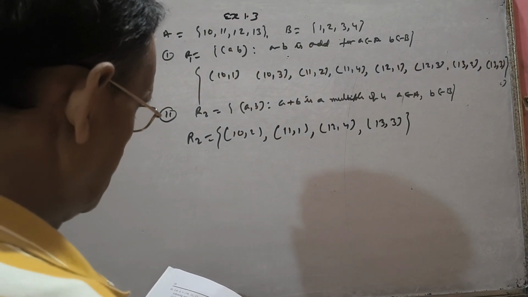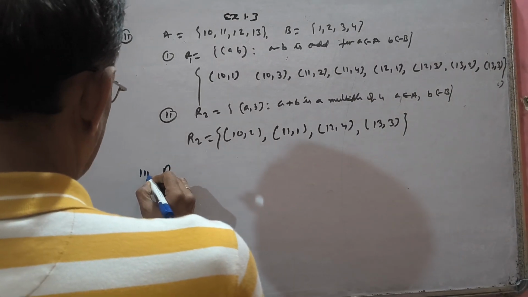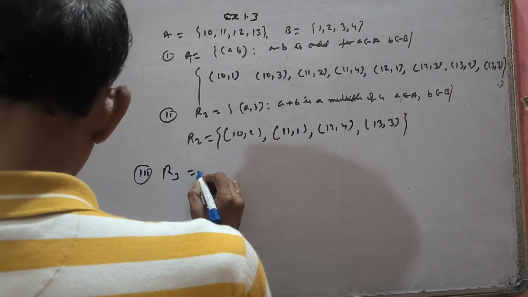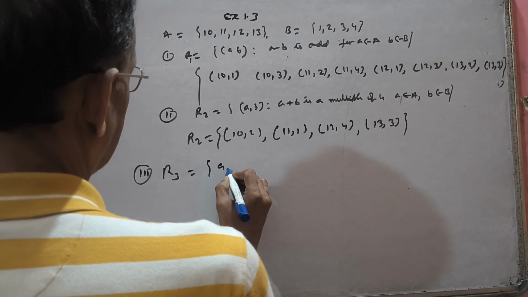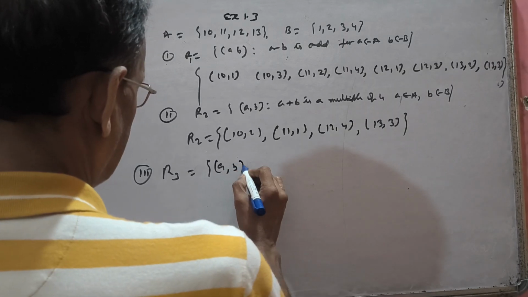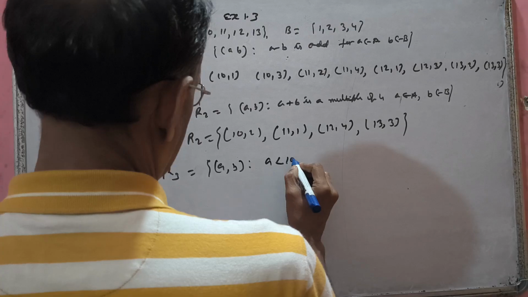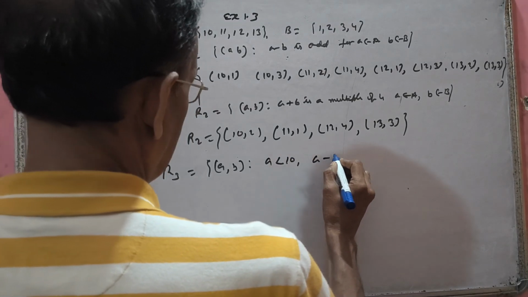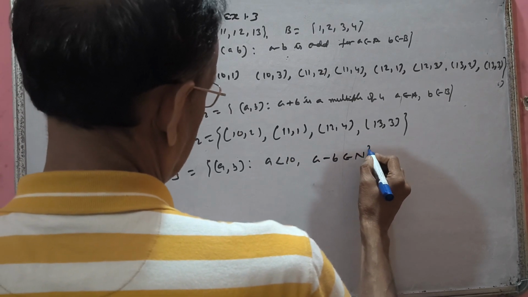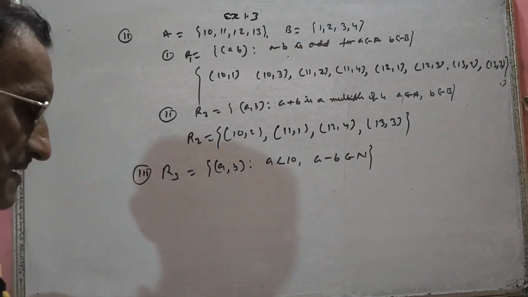Then relation R3 is given. Number 3, R3 is given. Relation R3 from A to B is given as order pairs (A, B) such that A is less than 10 and A minus B should be a natural number, positive simply. Okay. And think of R3.